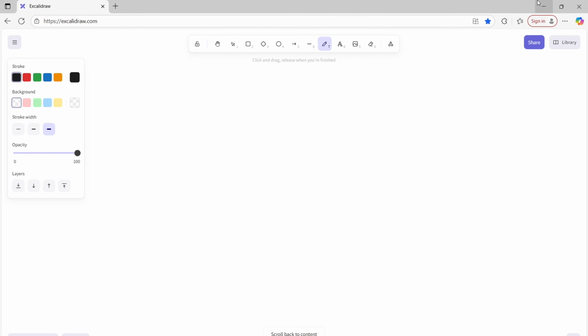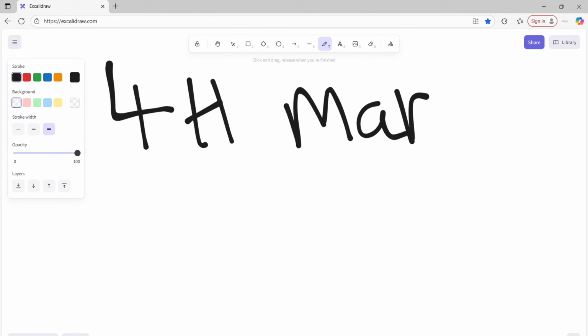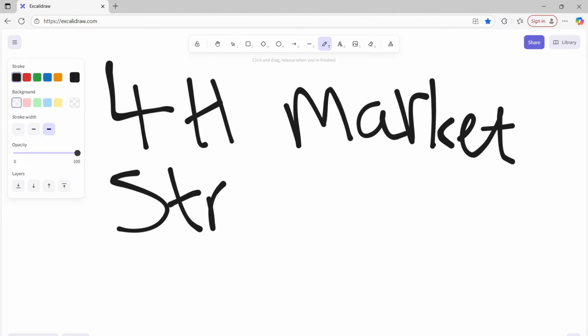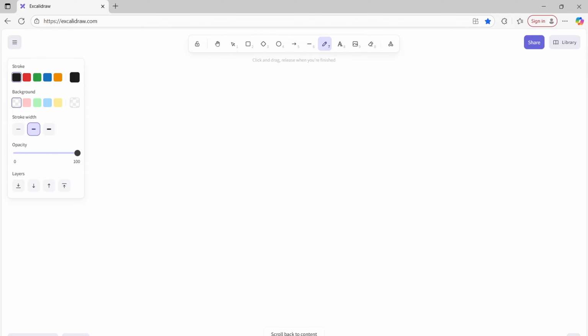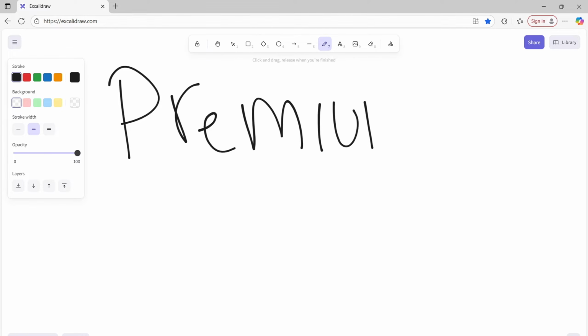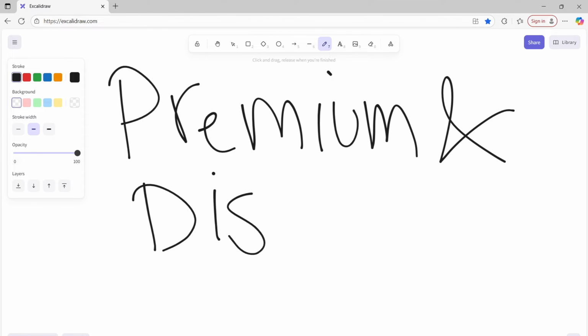I'm going to list a couple of variables, note them down because we're going to apply them to the charts in a second. The first one is 4-hour market structure. And then we have premium and discount.